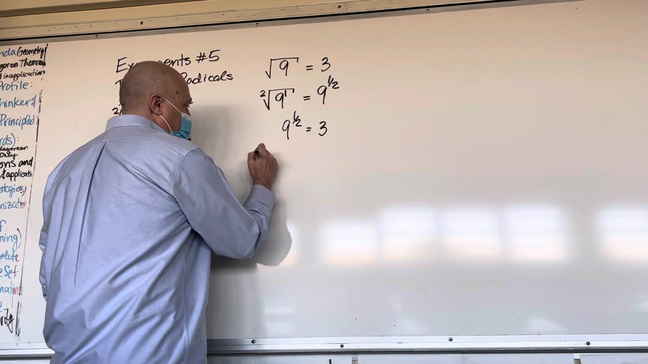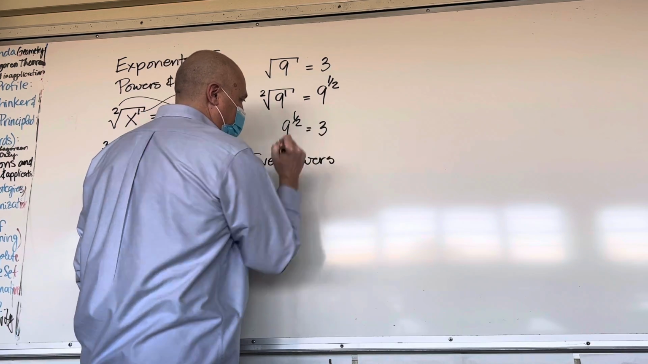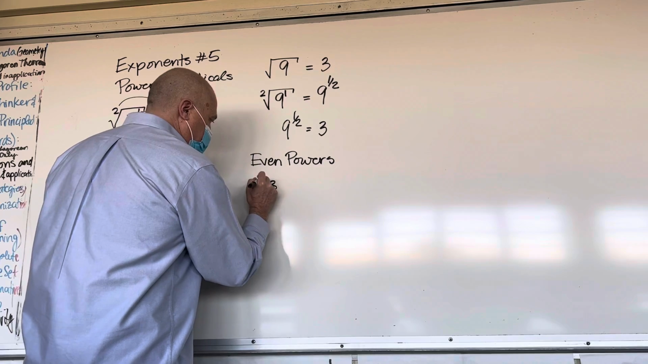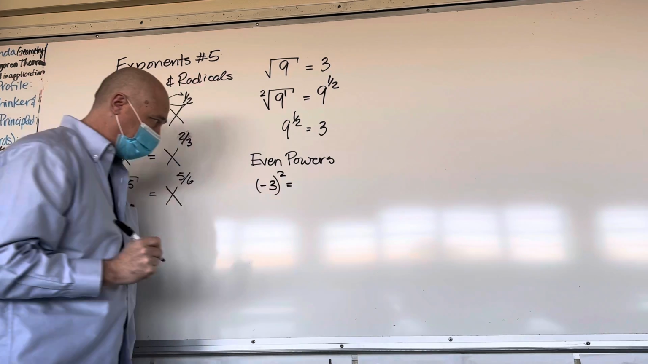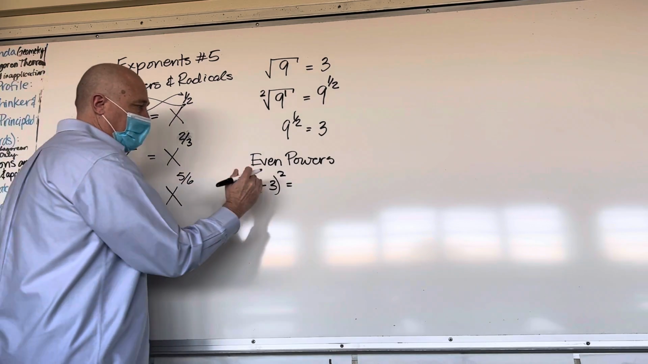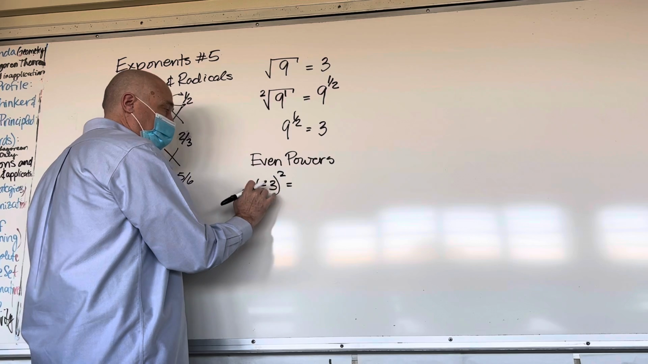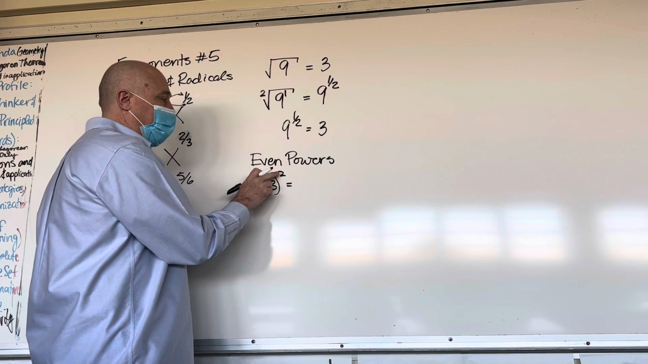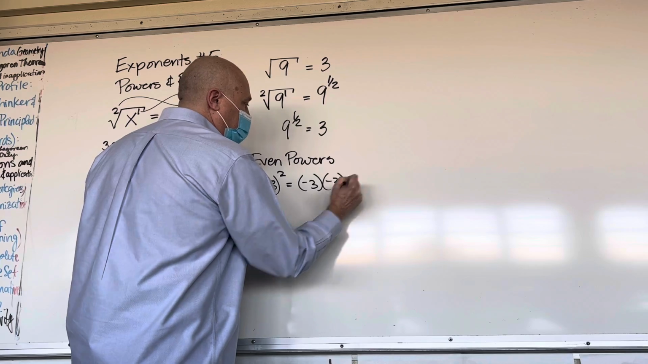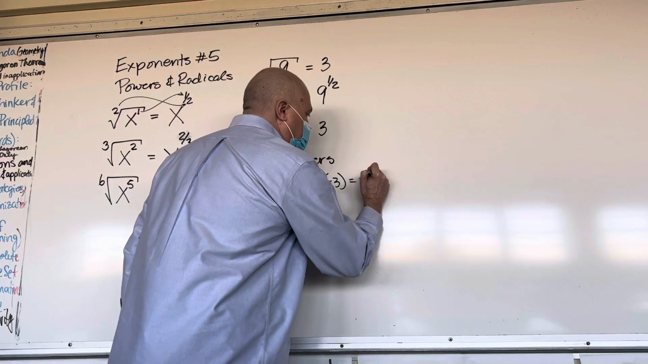Let's switch to even powers. All right, so say we have a negative number. Let's take -3. And you square it. So we raise it to the power 2. What is raising to the power 2? It means take the base, the entire base in this example, including the negative, and multiply it by itself that many times. -3 times -3. What is a negative times a negative? It's positive 9.